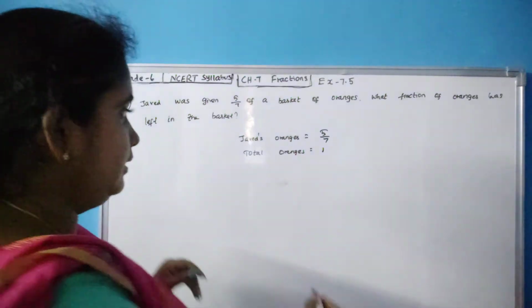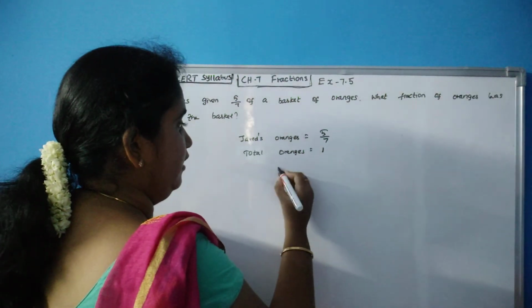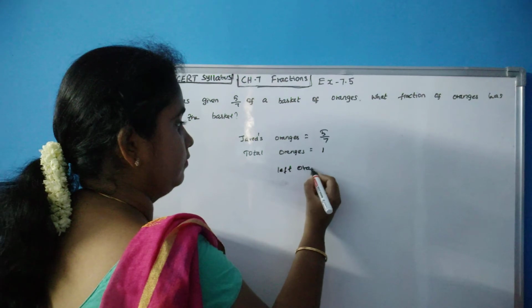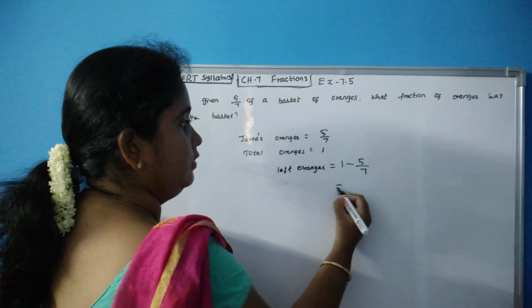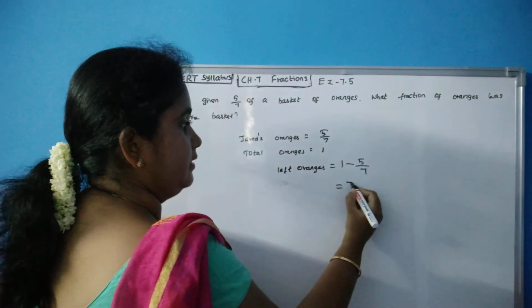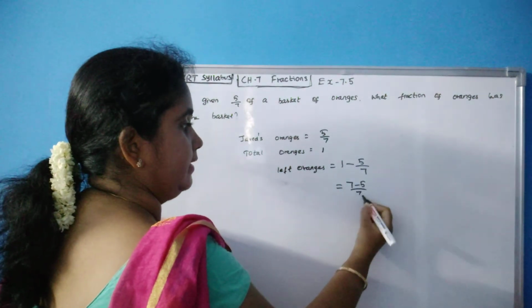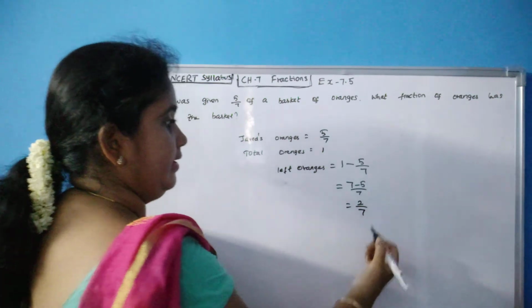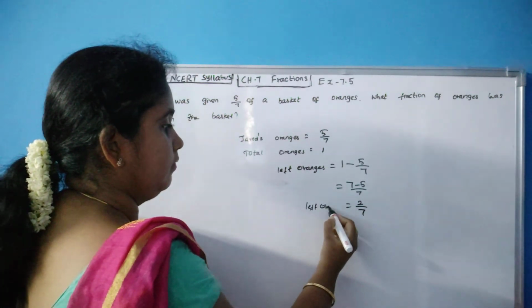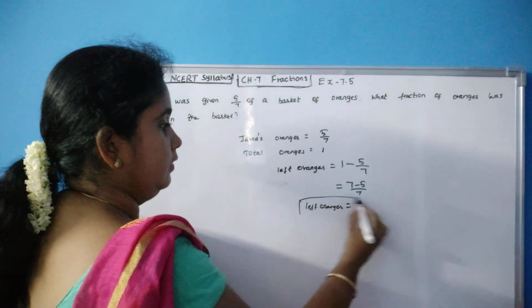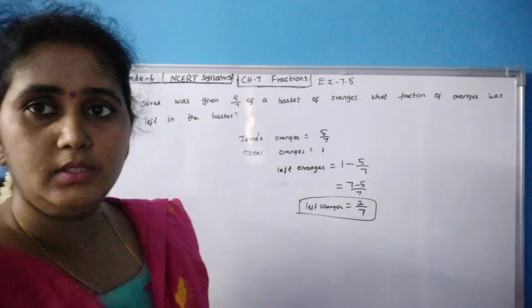Then for the left oranges, you have to subtract: 1 minus 5 by 7. So multiply here, 1 into 7 is 7. 7 minus 5 by 7 is equal to 2 by 7. So the left oranges is 2 by 7. Did you understand?